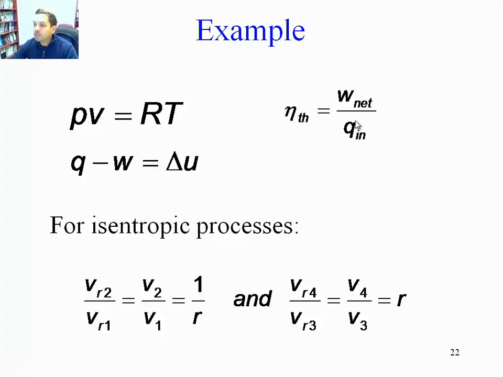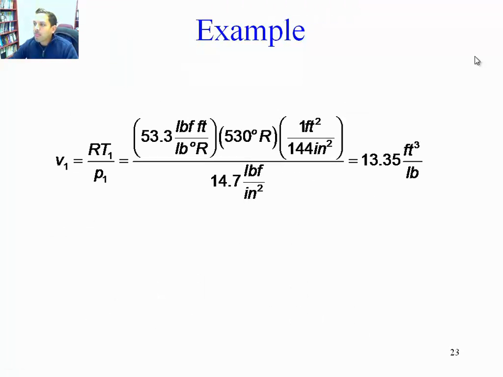The efficiency is W net over Q in, and the mean effective pressure is the W net over the change in volumes from 1 to 2, basically the displacement. All right, let's start with the solution.